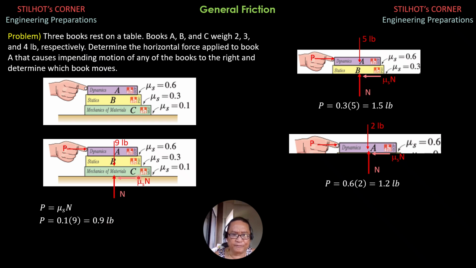Therefore, the final answer, P is equal to 0.9 pound, because at this value of P, C is about to move. It will take 1.5 pounds, which is greater than 0.9, and 1.2 pounds, which is also greater than 0.9, for the other scenarios to impend. So the answer, P is 0.9 pound, and book C is about to move for that case.